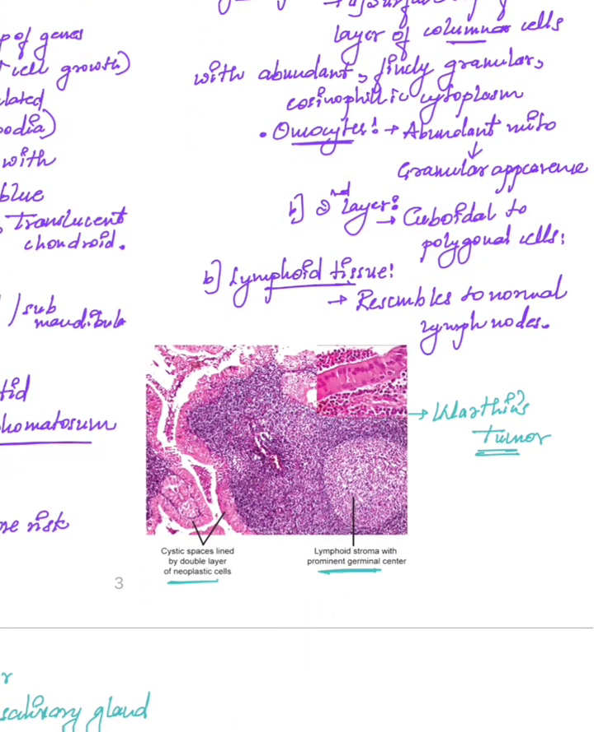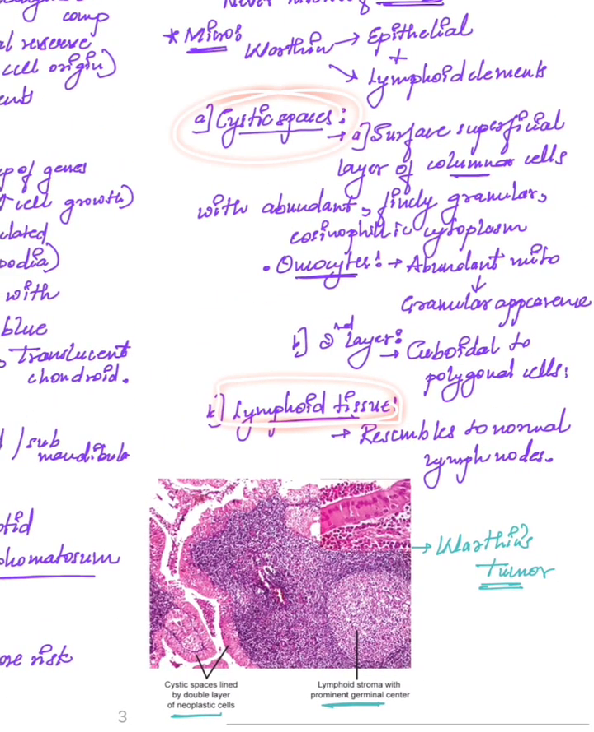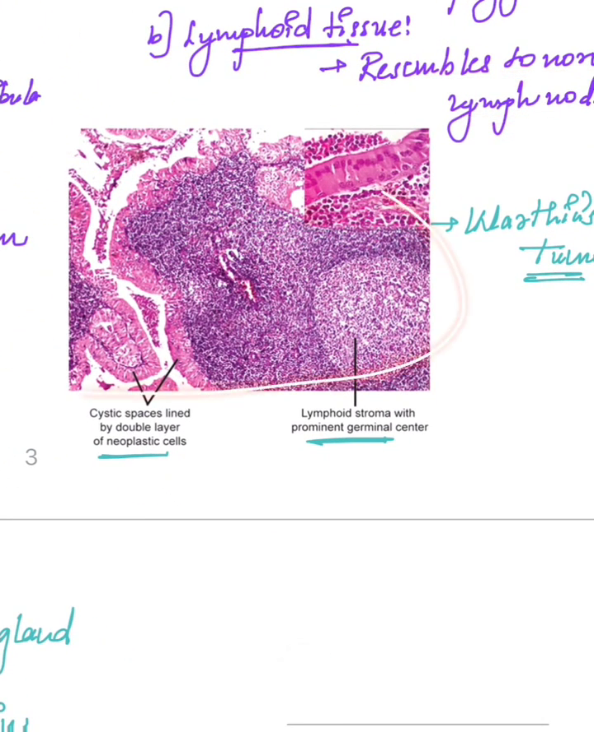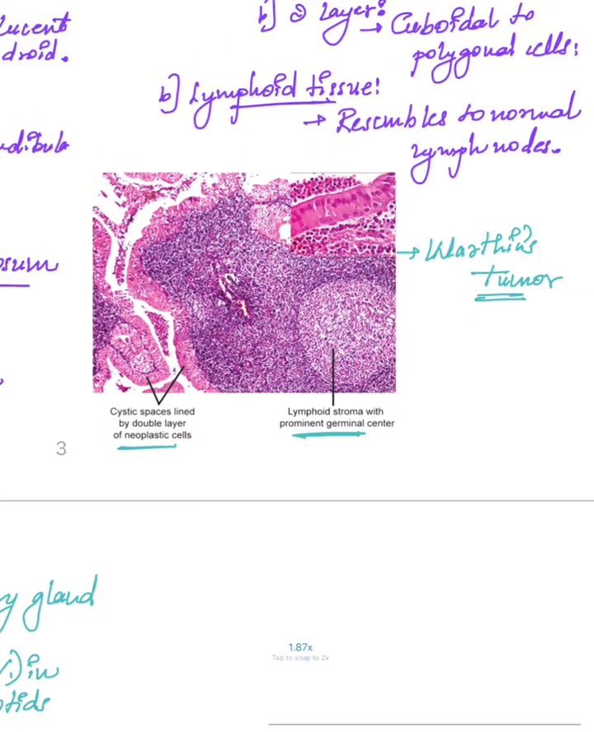Next, it has the presence of lymphoid tissue along with these cystic spaces. These lymphoid tissues generally resemble normal lymph nodes. Coming to the microscopic photo of Warthin tumors, we can see cystic spaces lined by double layers of neoplastic cells, and there is a lymphoid stroma with prominent germinal centers, which resembles a normal lymph node.